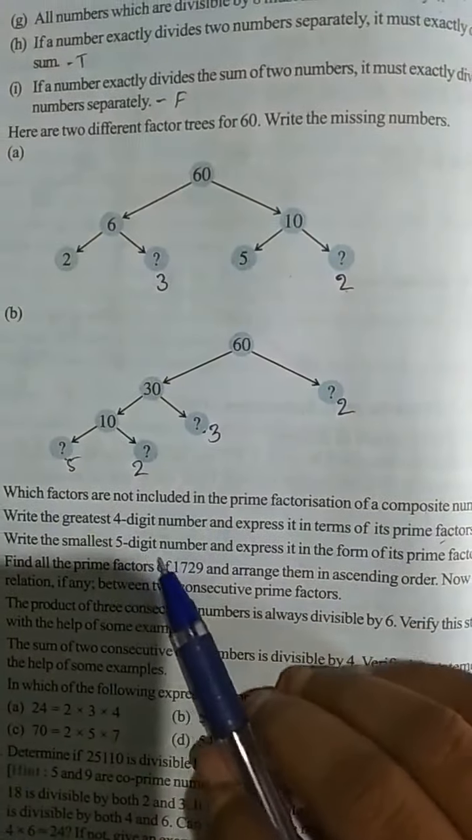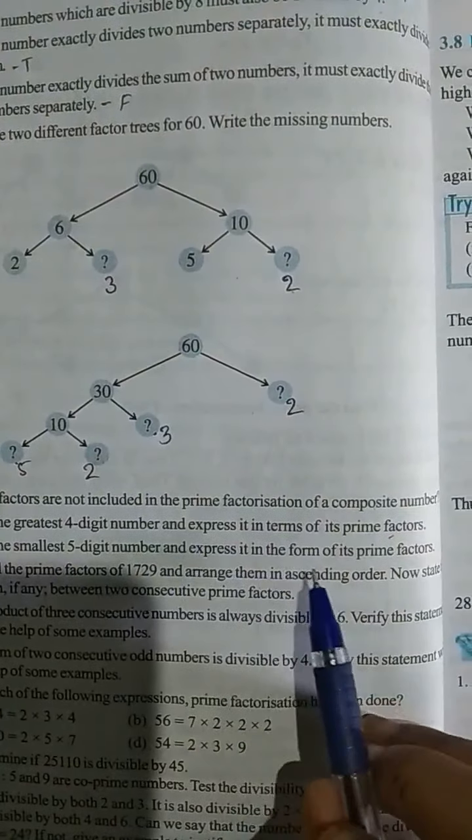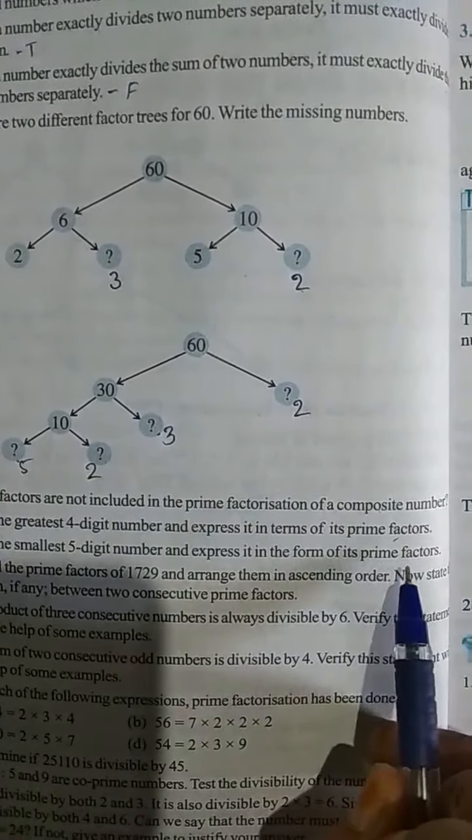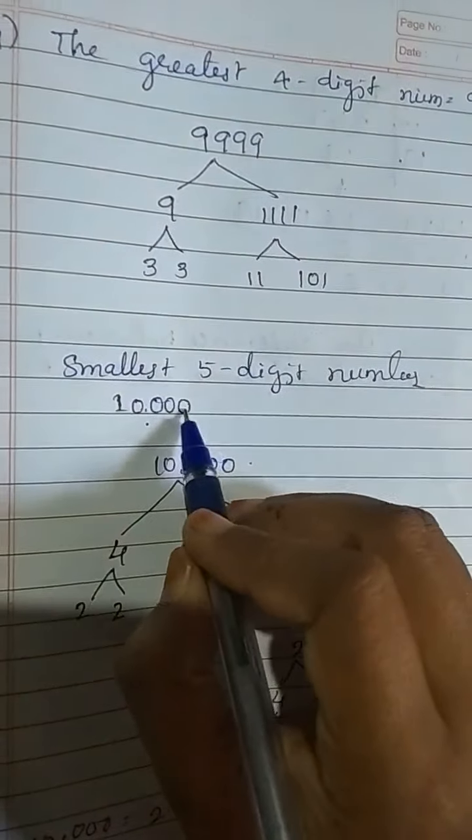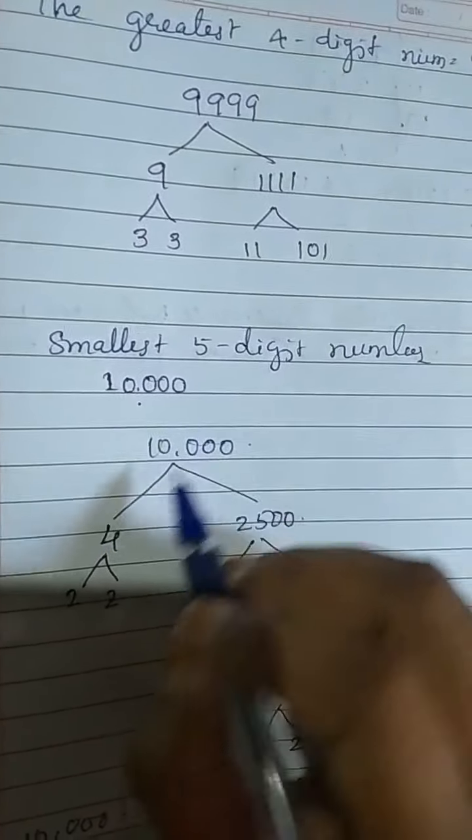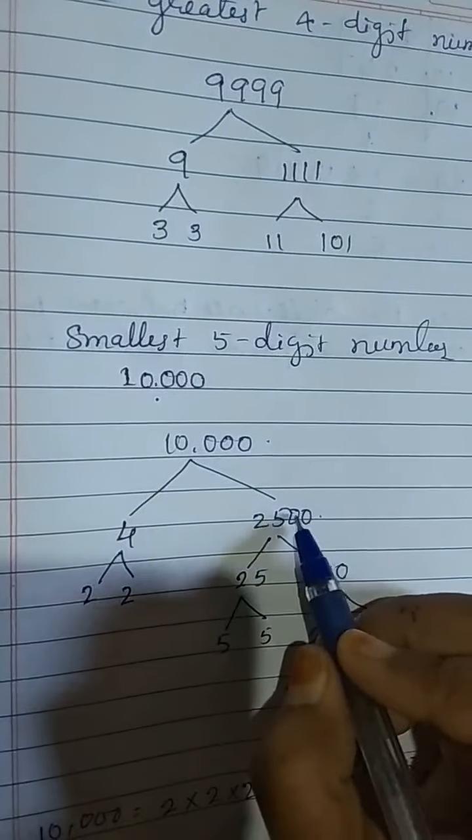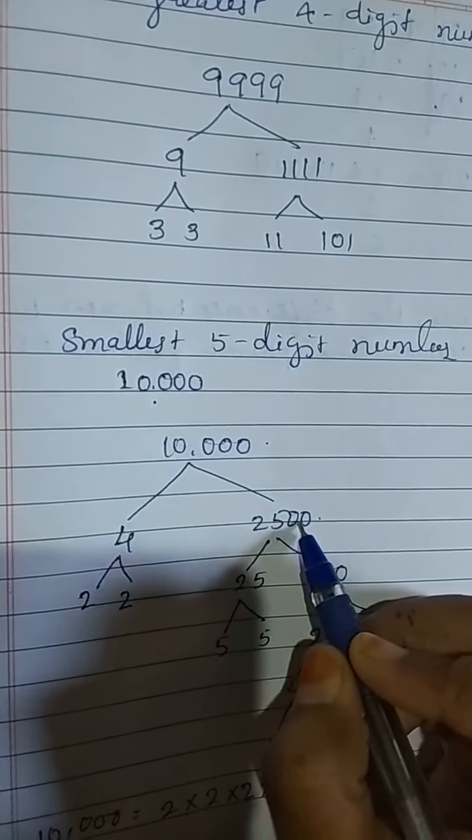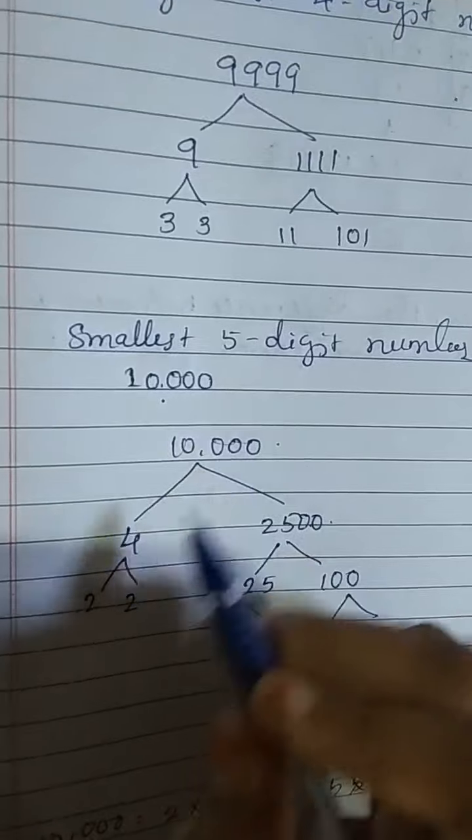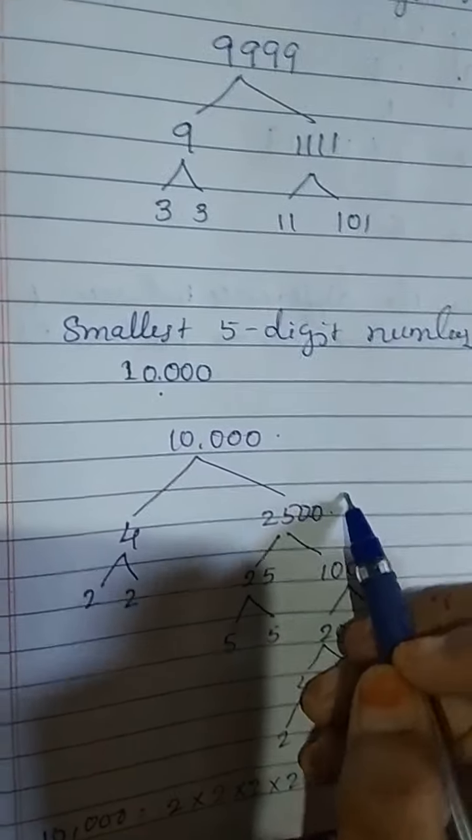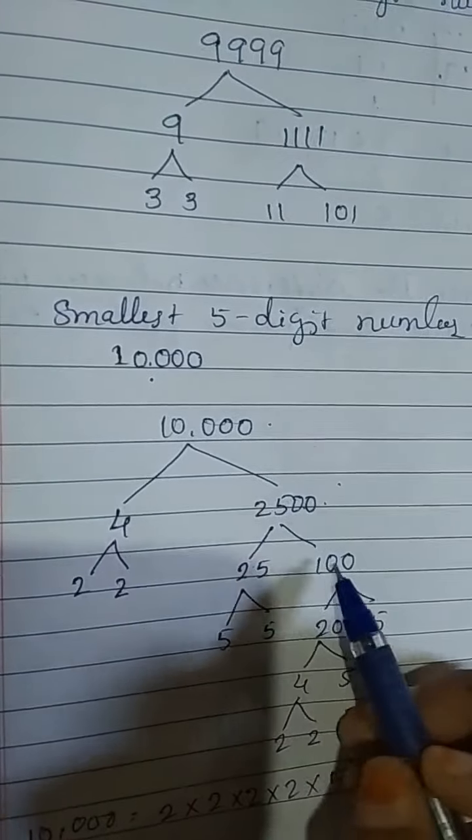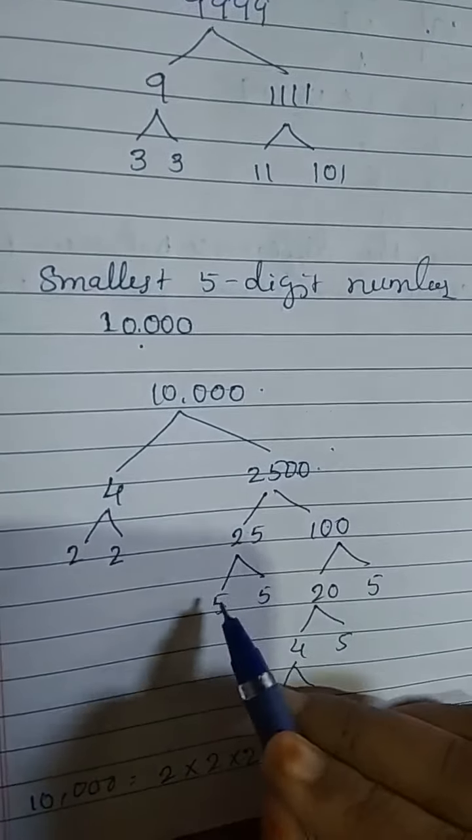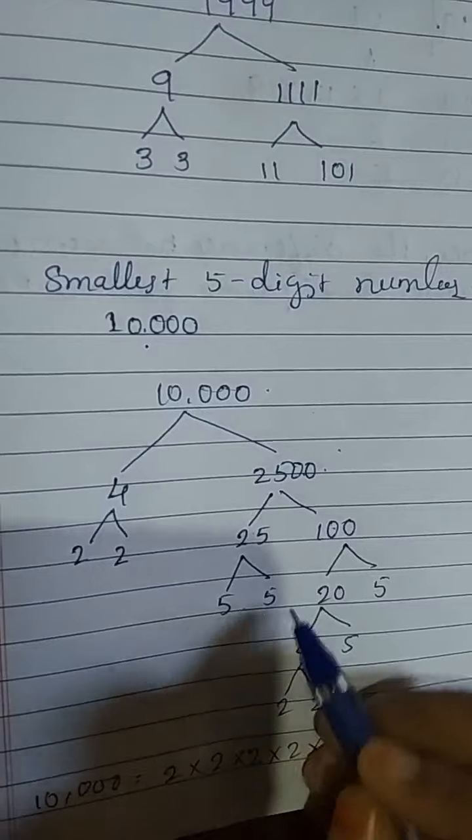Write the smallest 5-digit number and express it in the form of its prime factors. The smallest 5-digit number is 10,000. 1, 2, 3, 4, 5 digits, 10,000. So 4 into 2500 is 10,000. From 2 also it will come, but directly we can take 5. Here 2 2s are 4. Here 25 hundreds are 2500. 5 5s are 25.